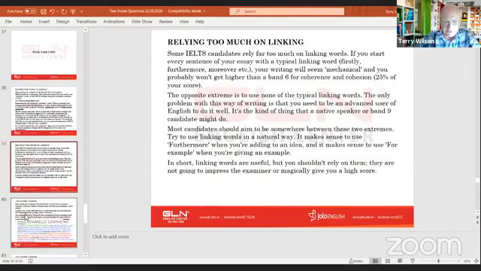Another problem with students is relying too much on linking. So this morning I've highlighted linking phrases. So if you start every sentence of your essay with a typical linking word, such as firstly, furthermore, moreover, your writing will seem mechanical. In other words, you're writing to a formula, and you probably won't get higher than a band 6 for coherence and cohesion, which is 25% of your score. You might even get a band 5 for this.